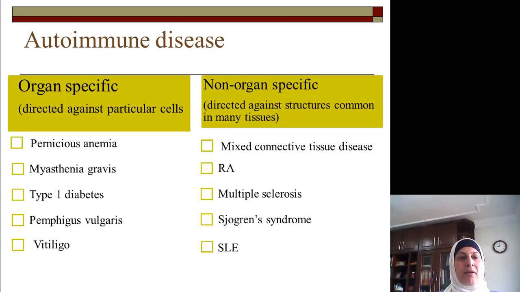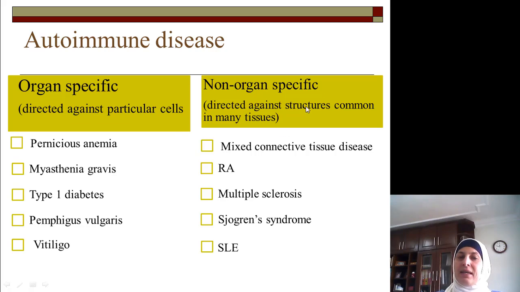So immune diseases or autoimmune diseases are classified into two groups, either organ specific, or non-organ specific. In organ specific, the antigen presented by a T cell or the autoreactive lymphoid cells are directed against particular cells. So they attack these cells present in that organ. Examples including pernicious anemia, myasthenia gravis, type 1 diabetes, pemphigus vulgaris, vitiligo. So these are specific to one organ because these cells are targeted by the inflammatory reaction.